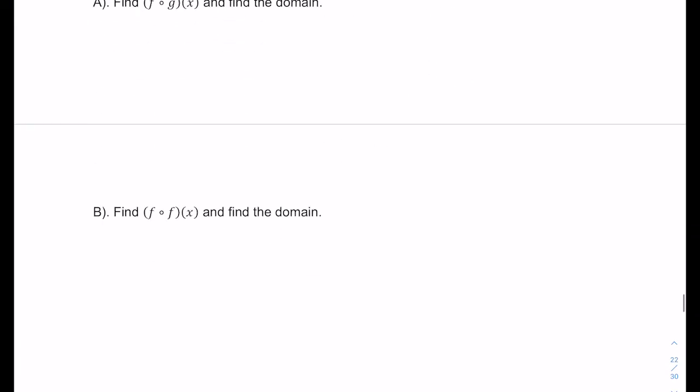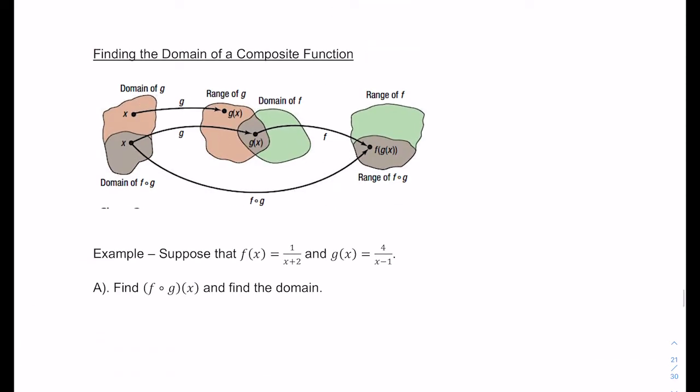Okay, let's talk about the domain. We have to remember that when we are finding domains of composite functions, a composite function is a function that contains another function. So the domain of the function that you're plugging in, let's say we are looking for f composed with g of x, which is just f of g of x. That's telling me that I'm plugging g of x into my f function. So whatever the domain of g of x is, it has to work for the domain of f.